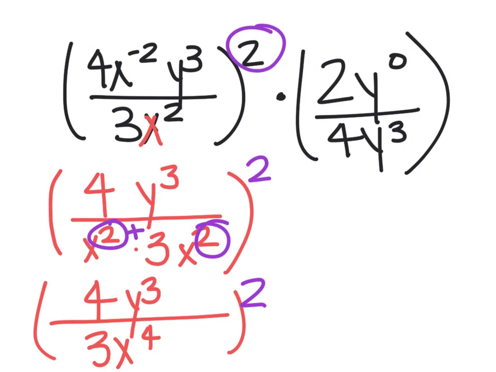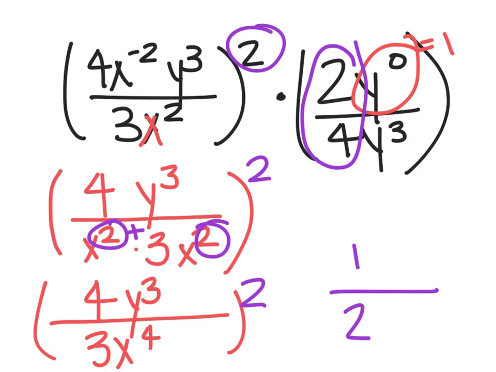So that one's simplified. Now to simplify the other side, well, I know that y to the 0 is going to equal 1 because anything to the 0 power is 1. And then I have this fraction, 2 over 4, so I have my numbers. I can go ahead and divide those. So 2 over 4 is going to give me 1 over 2 if I reduce that. My y to the 0 becomes 1, so I don't have that on top, but I still have y to the third in the denominator. And remember, I'm multiplying these two together.